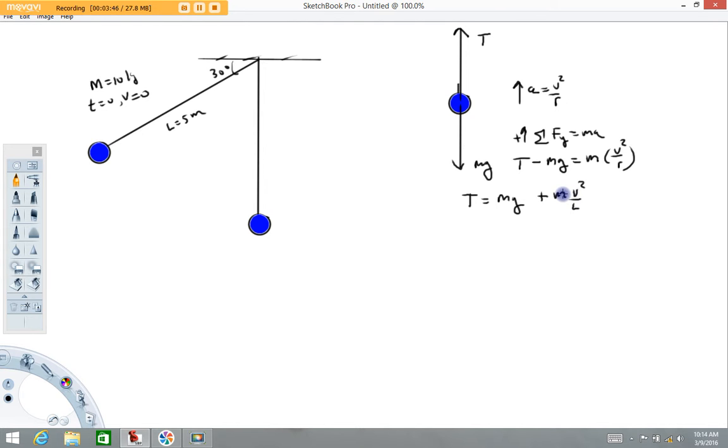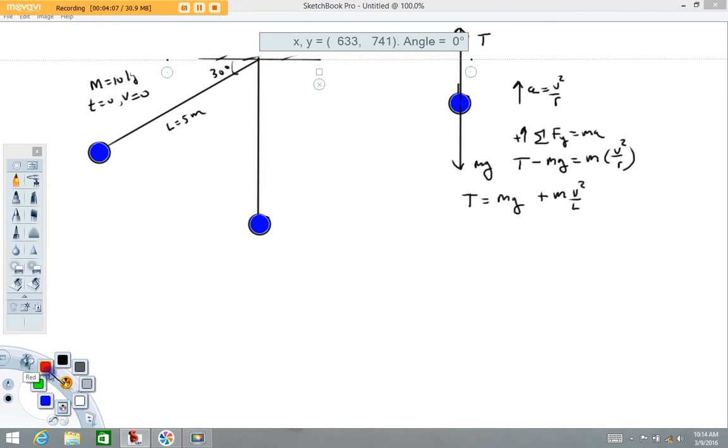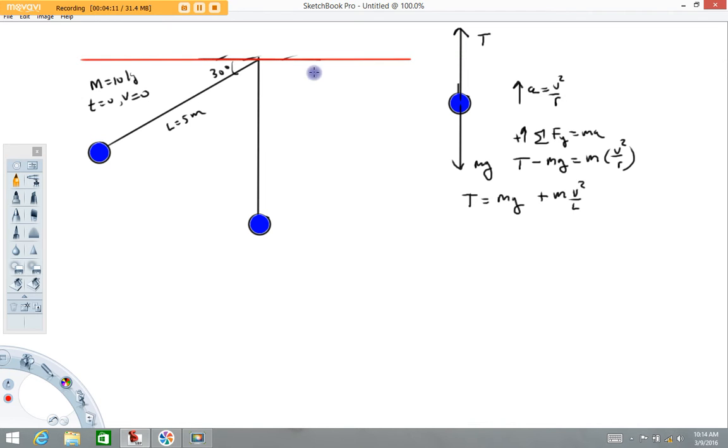Specifically, what we need is v squared. Although we can't really use work energy to find the tension because it doesn't do any work, we can use it to find this v squared. So I'm going to write a work energy equation. However, to do that, we're going to need a datum. In this example, I'm going to do my datum in red and draw my datum up here just to be different than usual.